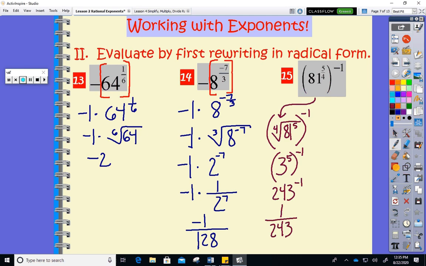Okay? Now, you could have also handled it differently. You could have said, look, whenever you have power to a power, you multiply the powers.